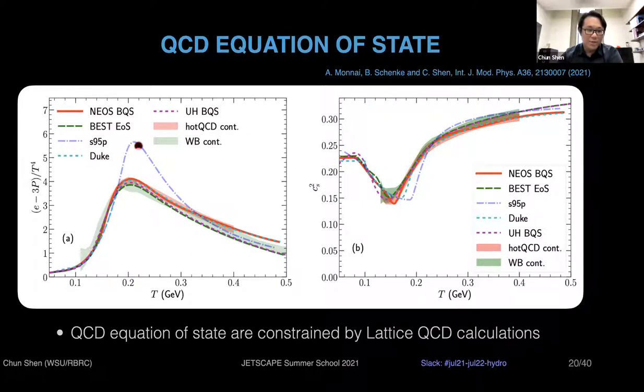This is in comparison with the early days of the equation of state, where the continuum limit had not been obtained. You can see that there's a dramatic drop of the trace anomaly at a peak temperature of about 200 MeV. The maximum trace anomaly drops by about 30% if you compare the early equation of state with the modern one.